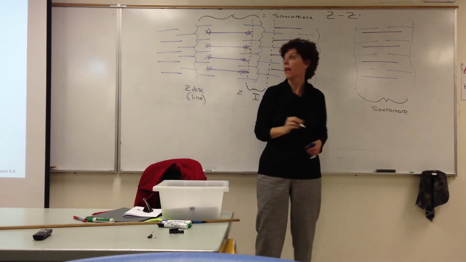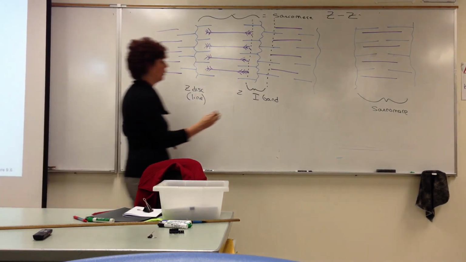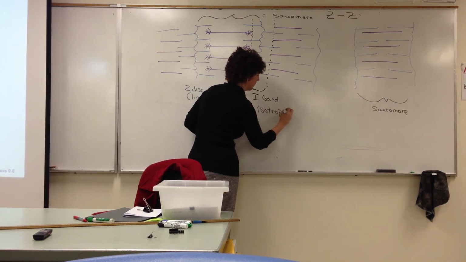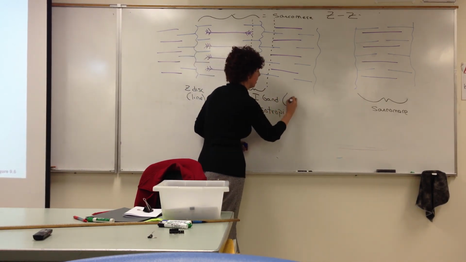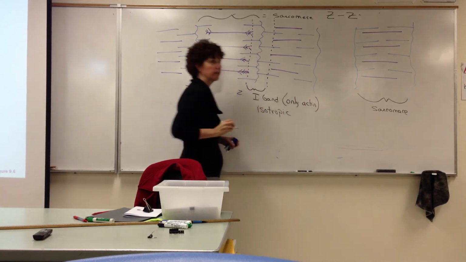which would be this area right here. So what would this dark line be that's in the middle of the I band? The Z line, or the Z disc. Either is fine. All right, I band stands for isotropic, and it contains only actin. Okay.